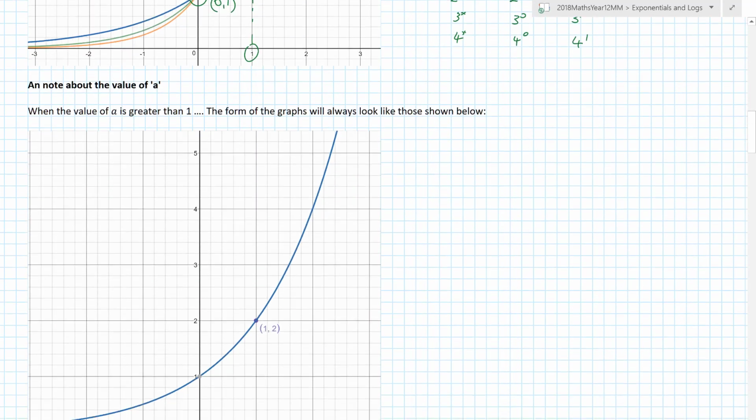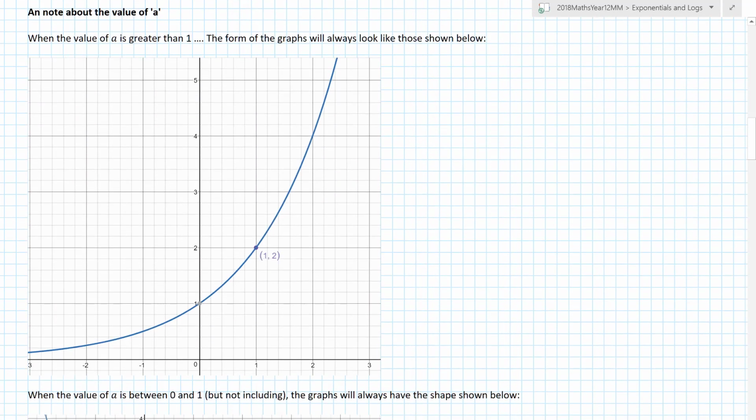There are my graphs. Now, going back to the idea that we have y equals a to the power of x, when the value of a is greater than 1, then the graph all looks the same. It's all this type of shape, goes through (0, 1), and it will have some sort of coordinate.